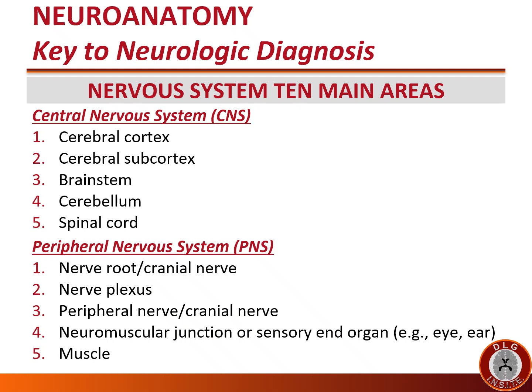And there are 10 main areas in the nervous system, 5 in the central nervous system and 5 in the peripheral nervous system. In the central nervous system, there is the cerebral cortex, the cerebral subcortex, the brainstem, cerebellum, and spinal cord. In the peripheral nervous system, there is the nerve root, or in the head, cranial nerve, the nerve plexus, the peripheral nerve, or again in the head, the cranial nerves, and for the motor side, neuromuscular junction. On the sensory side, sensory end organs such as the eye and ear, and the muscle.